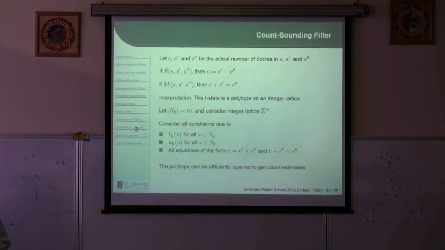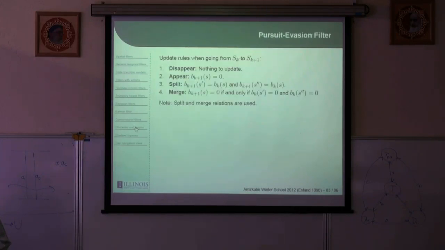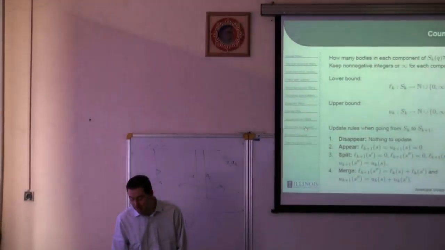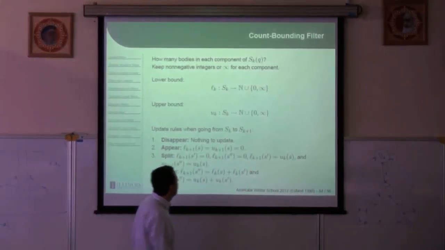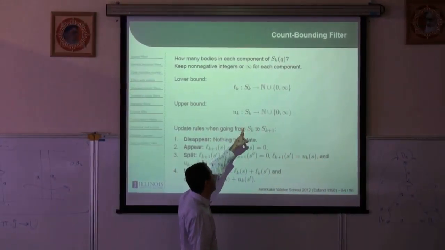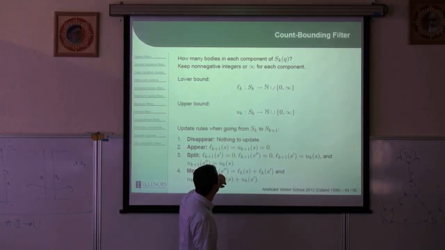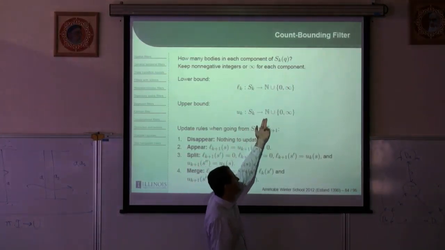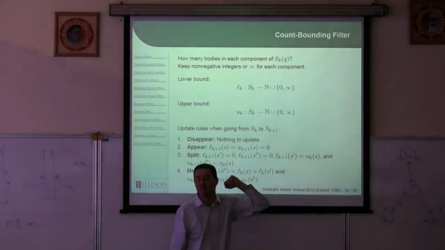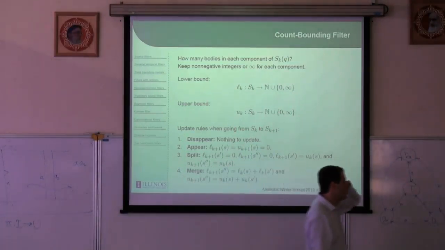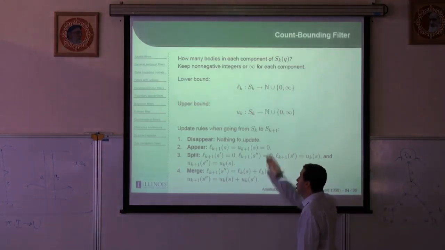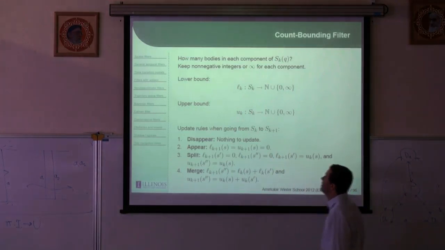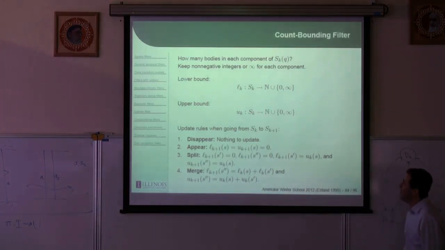I'm going to say a little bit quickly about this, and then I'll go back over it next time. Because you're probably getting a little bit tired, but we can generalize this further by making something called a count bounding filter. The idea is that I take every one of my shadow components and I map it to the natural numbers, but I also include 0 and infinity. So any positive integers, or 0 or infinity. And there's a lower bound and an upper bound. And what that's going to mean is how many bodies are there?